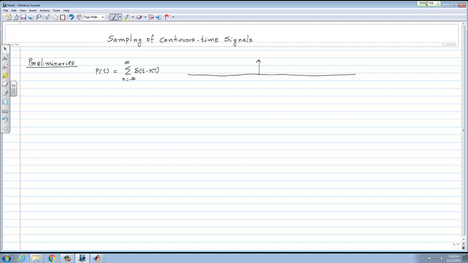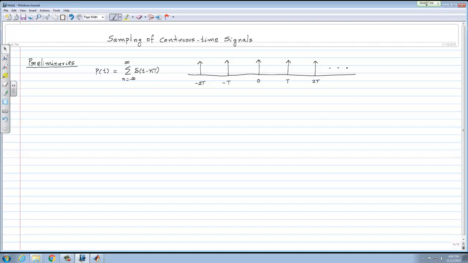If I were to plot the signal, it looks like this. It's a train of impulses occurring at time instances 0, capital T, 2 times T, and so on and so forth, integer multiples of T. So this is not a new signal. Does everybody remember having seen this? Right. So the first thing I want to talk about is what would be the Fourier transform of this signal.